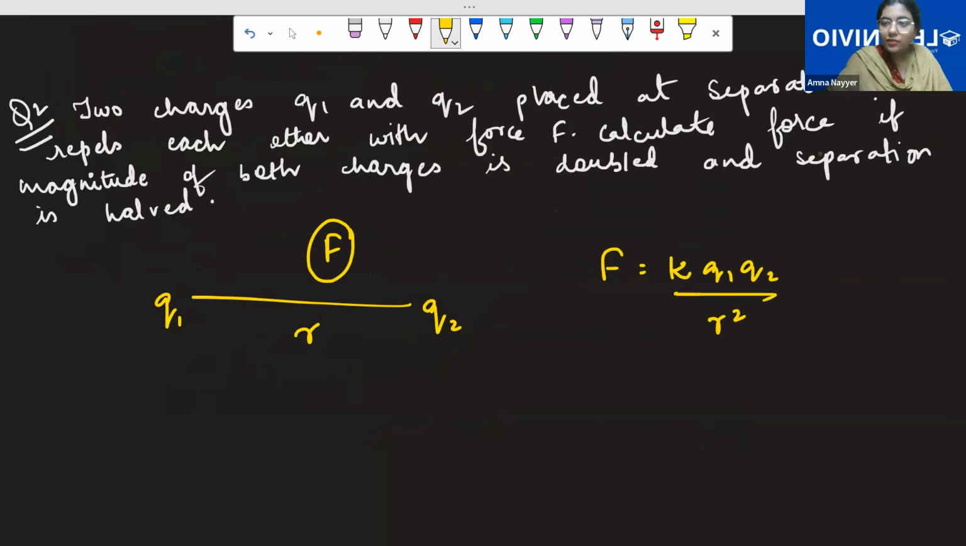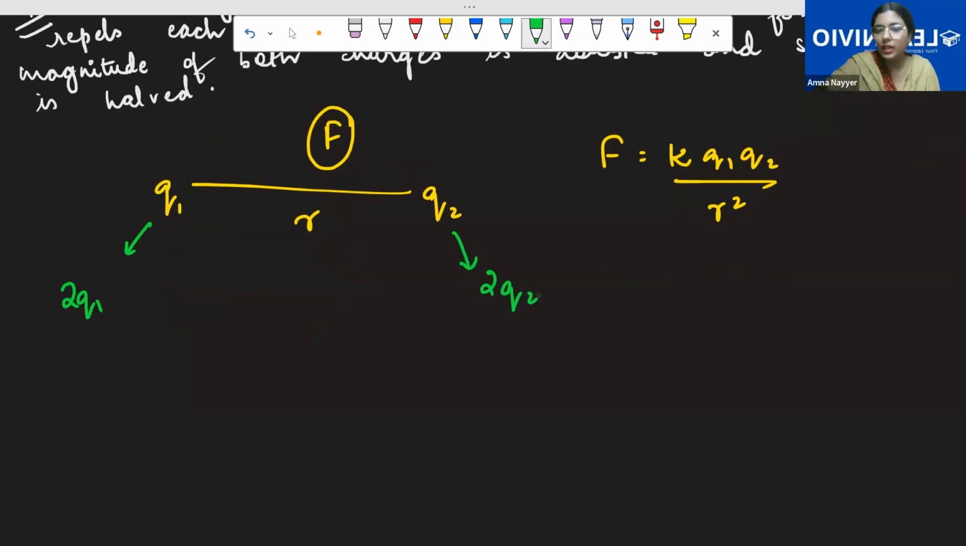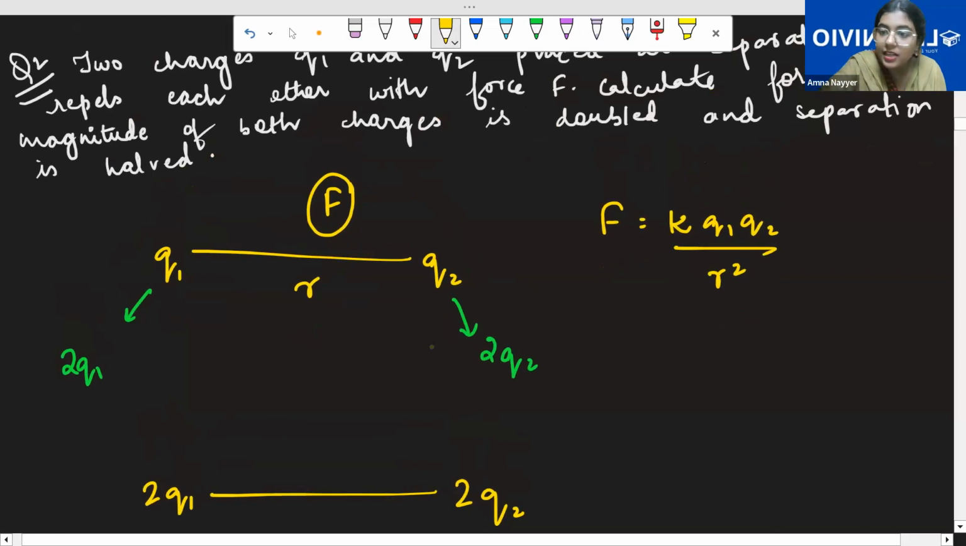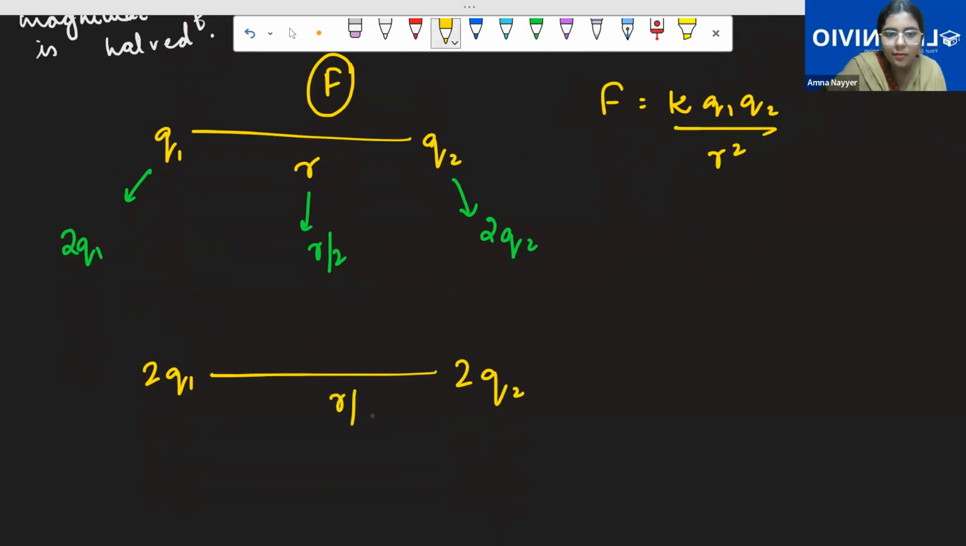Now it says calculate the force if the magnitude of both the charges is doubled and the separation is half. Magnitude of both charges is doubled means this was Q1, this becomes 2Q1. This was Q2, this becomes 2Q2. And what about the radius? Is it the same? No. It says separation is half, means your r was there, so it will be r by 2. So the separation is r by 2.